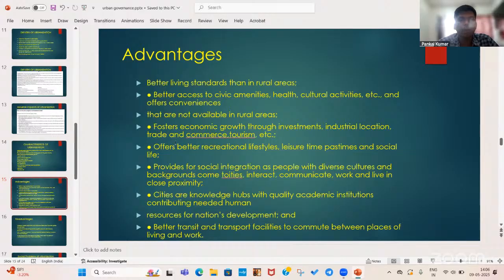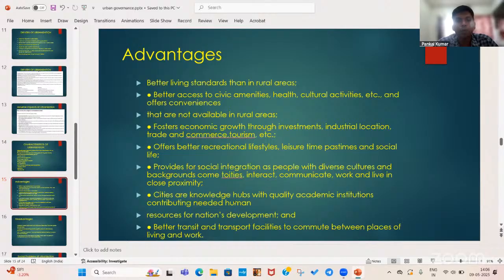Then comes economic growth through investment, industrial location, trade and commerce, tourism. Then it also offers better recreational lifestyles, leisure time, pastime, social life compared to rural areas. Then it also provides for social integration as people with diverse cultural backgrounds interact, communicate, work and live in close proximity. So obviously, the rural rigidity in terms of caste and gender discrimination is diluted in urban areas.